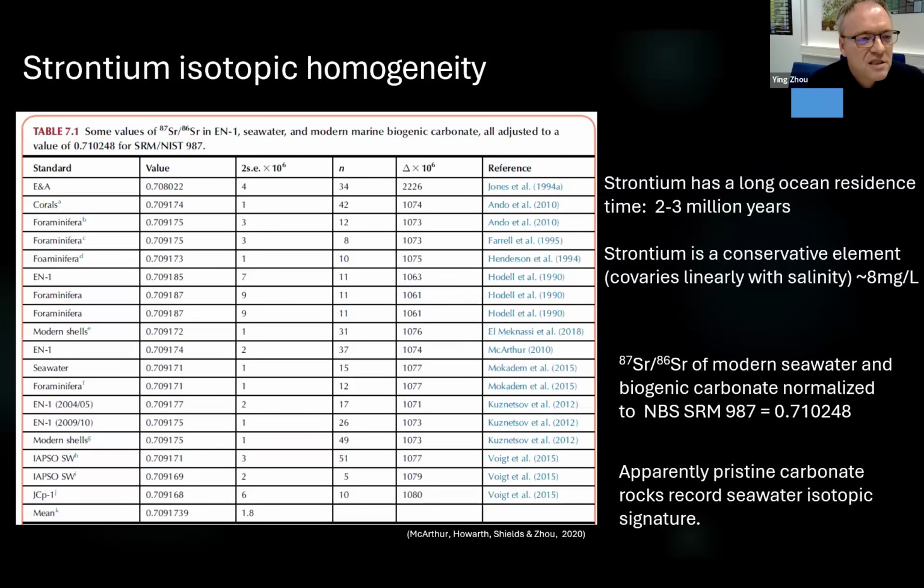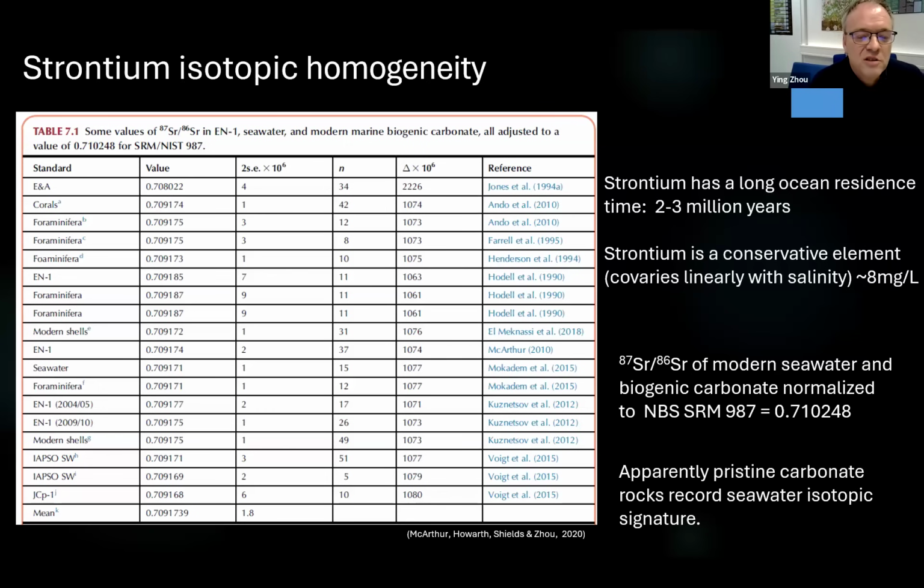Other things to consider in general terms is the isotopic homogeneity of the ocean. So we normally assume when we do strontium isotope stratigraphy that the oceans are homogeneous, at least as far as we can measure, so to about 5 or 6 decimal places. And that's because strontium has a very long ocean residence time.